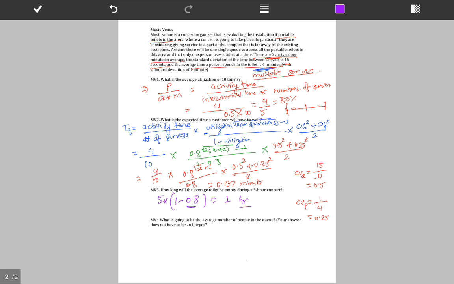The next question is, what is the average number of people in the queue? The question is only about the queue, not those using the toilet. Again, the same formula as before: I equals R times T, where R is flow rate and T is flow time. The flow rate is 2 customers per minute. The flow time, again, is only at the queue, not the service time. The flow time is what you just calculated, 0.137 minutes.